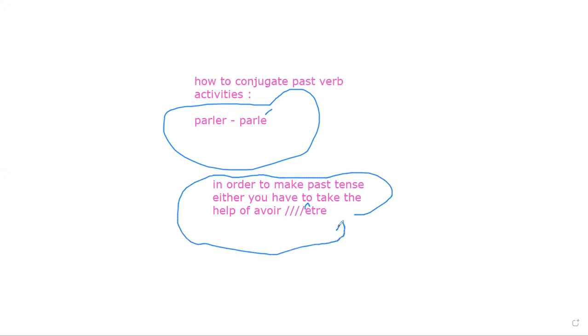In order to make the past indefinite tense, basically in English, I have to take the help of our verb or either at verb. Now repeat after me and I will explain to you. In order to make the past tense, either you have to take the help of our verb, or either the help of at verb. Is it clear to you? Tell me yes or no. Clear? Yeah.